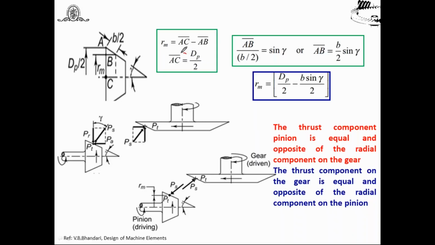How to find this out? AC bar is equal to, AC means from this point up to this point at the large end. This is dP by 2. So you can substitute AC bar is equal to dP by 2. So substitute this value here.